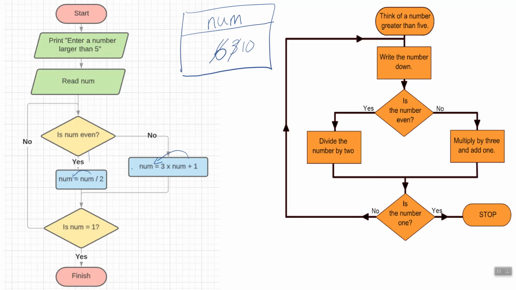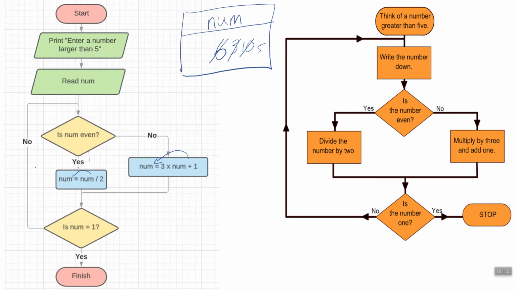Okay, so moving down, following the flow of the flowchart, is the number 1? Nope, it's 10, because that's what's stored up in our num. And so we carry on up. Is the number even? Yes, 10 is even. So what should I do? I follow the yes down and put number divided by 2 into num. So let's update what's in the memory. Now we're going to replace it with 5. Okay, we've got 5 and follow this down.